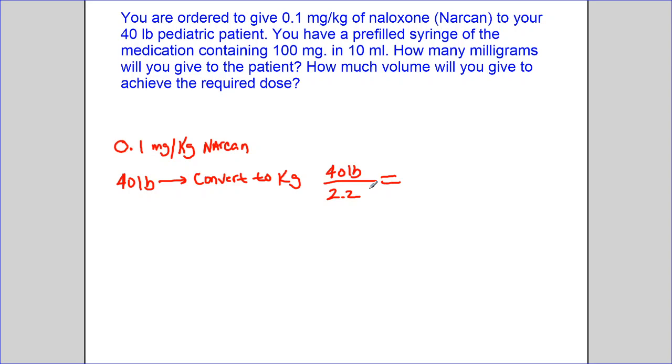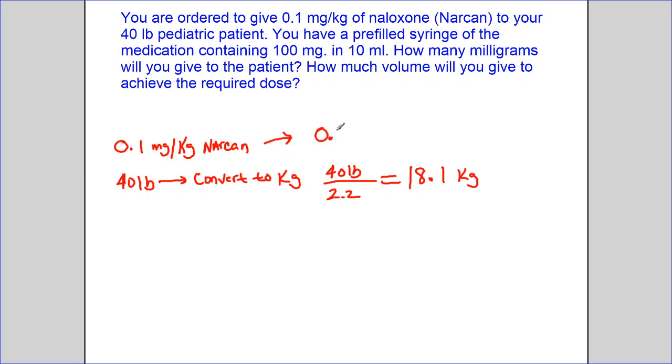Okay, so let's do that. Let's take our 40 pounds and divide by 2.2. That'll give us 18.1 kilograms. So that's our patient's weight. Now, up here we have the dosage, 0.1 milligrams per kilogram of Narcan. So let's do the math on that real quick.